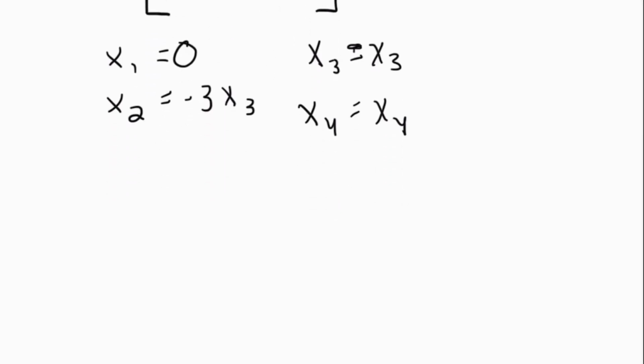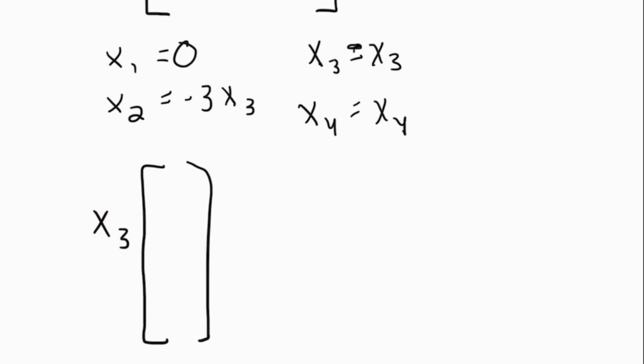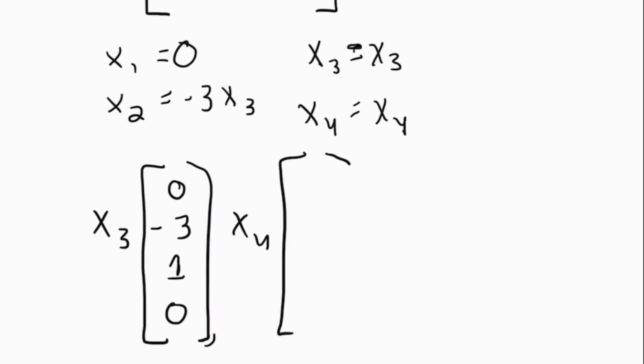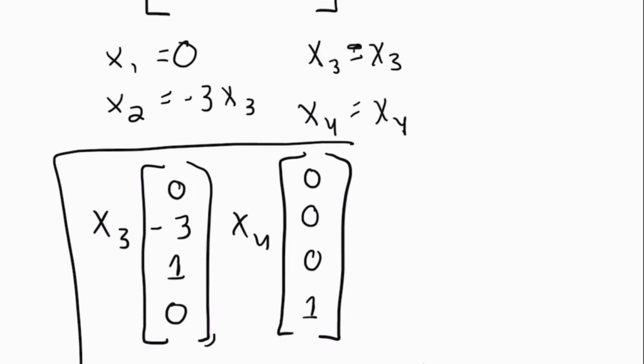So now we can extract them, which is going to be x3 and x4. So it's going to be x3, which is going to be 0, negative 3, 1, 0, and x4, which is going to be 0, 0, 0, 1. This is your final answer.